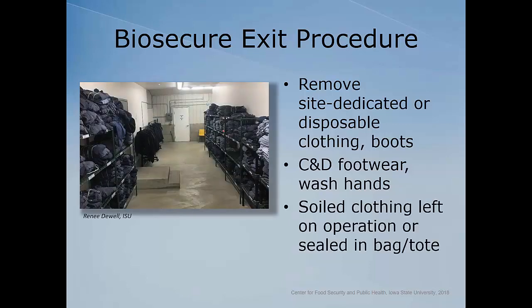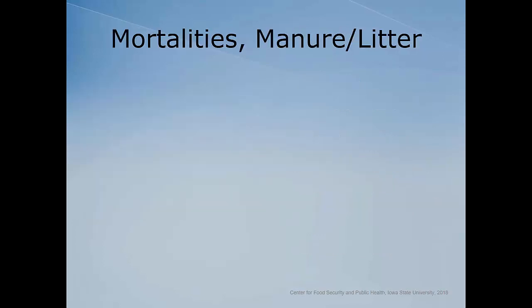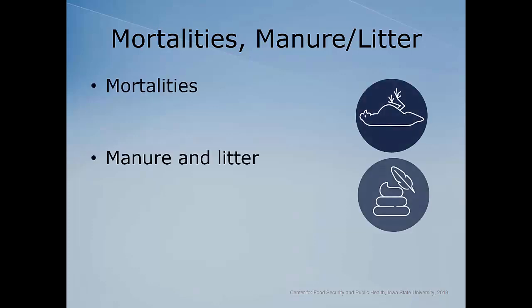Any soiled clothing can be left on the operation to be laundered or disposed of. If you need to bring it with you, store it in a garbage bag or tote until it can be laundered. Make sure that you do not bring contamination from one side of the LOS to the other when you are leaving. Like when people perform a biosecure exit procedure, you should maintain biosecurity when other items cross back to the outside of the line of separation. Two examples of product leaving the LOS are mortalities and manure or litter.